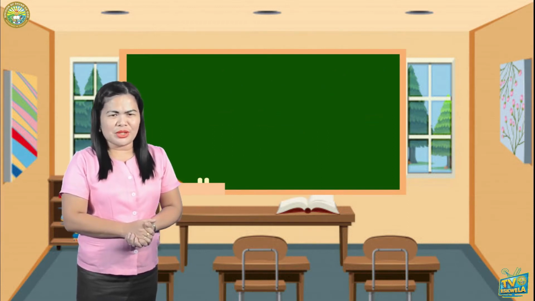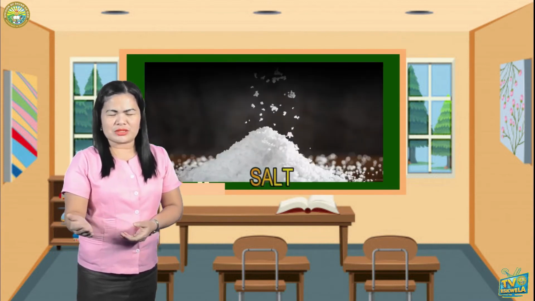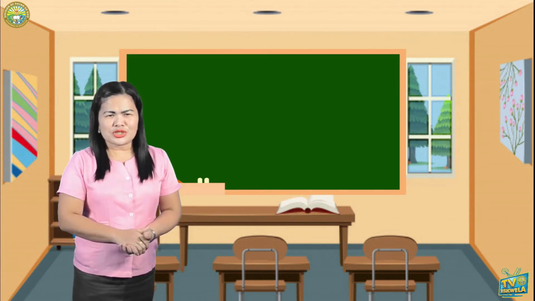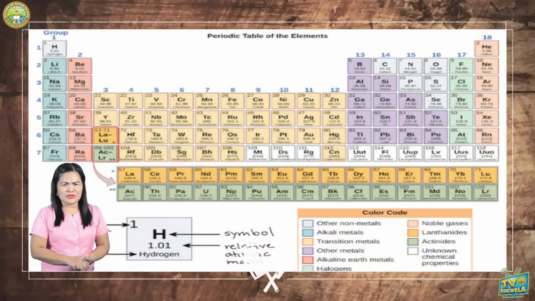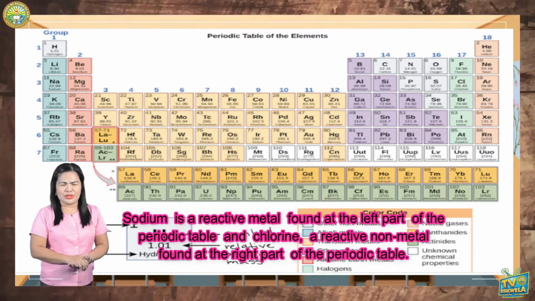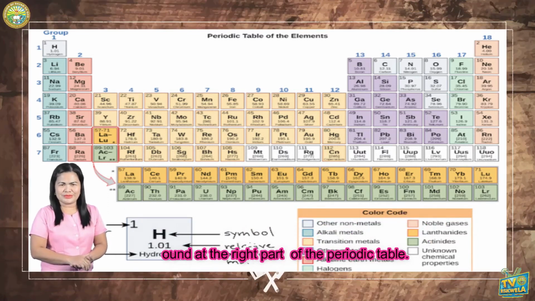Now, for our example, let us consider a very familiar substance, salt. Salt is made up of elements sodium and chlorine. Look at your periodic table if you have one, or open your Science 9 module on page 4. Sodium is a reactive metal found at the left part of the periodic table, and chlorine, a reactive non-metal found at the right part of the periodic table.